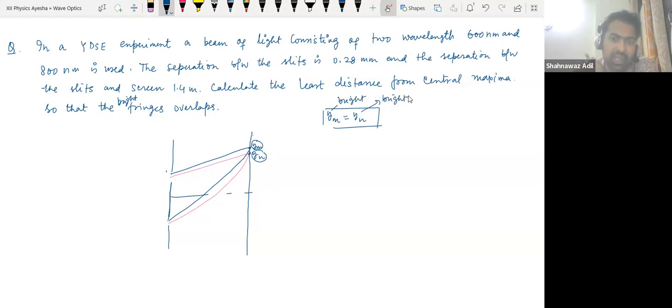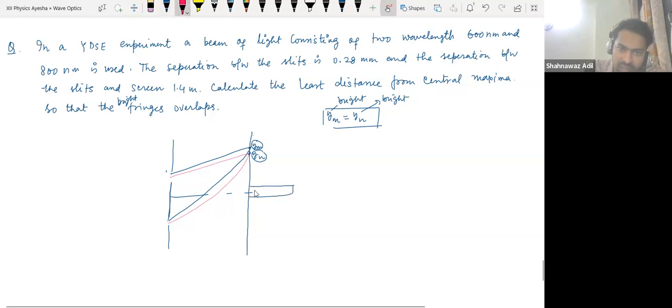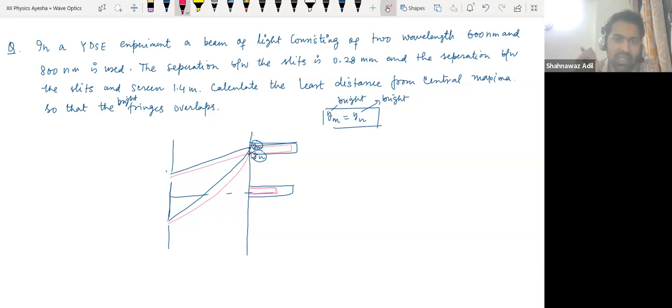Is this thing clear, guys? Let's say we have a central fringe here for one wavelength, and a central fringe here for the other, so these are overlapping at the center. Now we have to find another distance at which both the fringes are overlapping. This is what we need to find. Is this question clear, guys? Yes, sir. Okay.